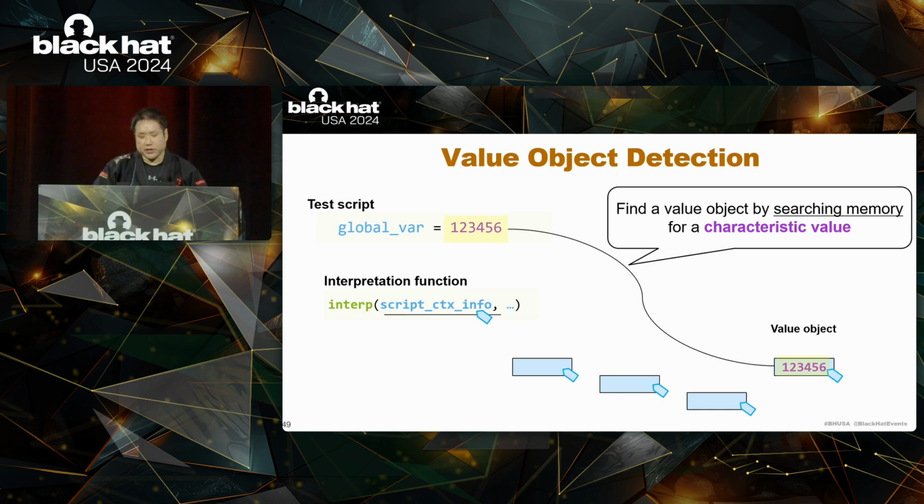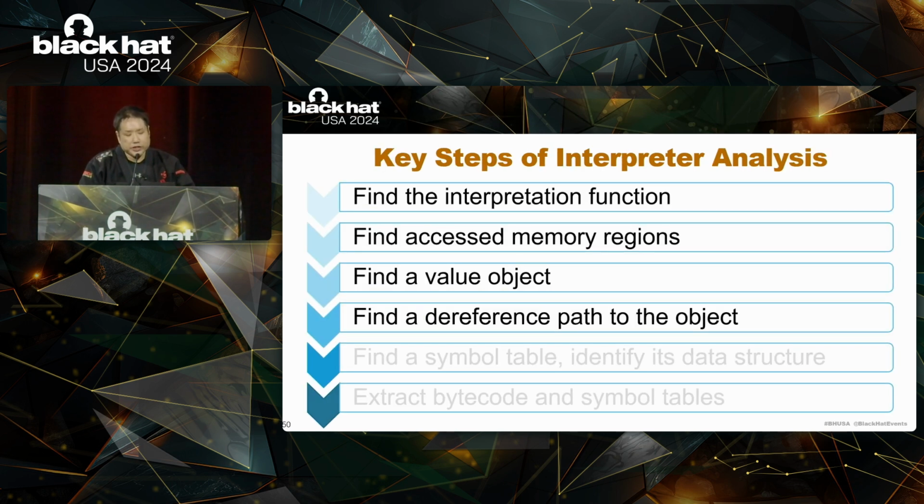Since we input a test script with a searchable characteristic value, we can simply find the value object by memory search with that value. So from here, we find the reference path from the management structure to the found value objects.